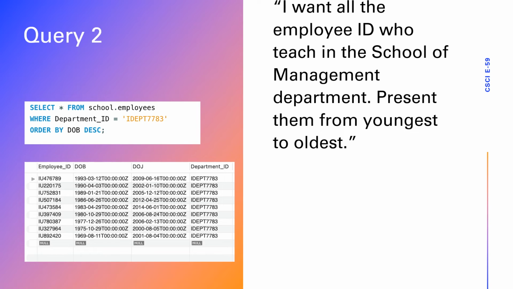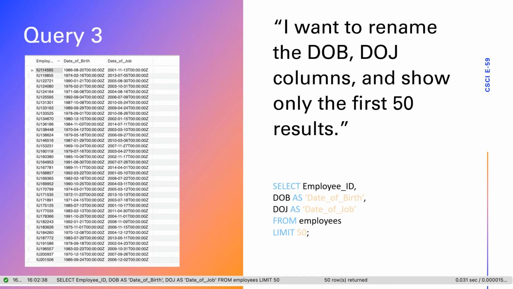the job done. And third query, sometimes the column name can be unclear for viewers. In this case, Morgan renamed the abbreviation to a more defined term, hence using the AS statement will change the name of the columns. In this case, it's date of birth and date of job.